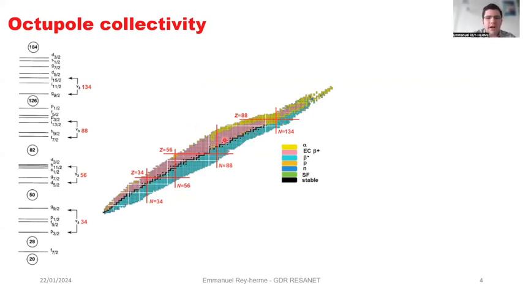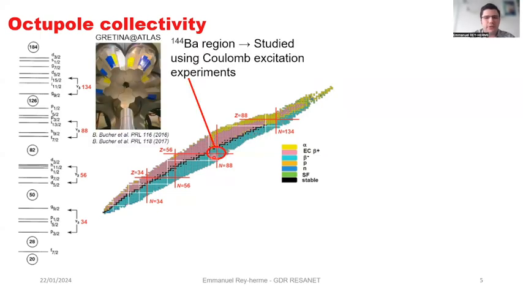there are kind of magic numbers, specific numbers for octupole collectivity that occurs right above closed shells. And there are two main regions. The first one is around barium-124. And this region has been studied a lot using Coulomb excitation experiments to determine the deformation of the nuclei in this region. And the other region, the one we are interested in here, is that of the neutron-deficient actinides.